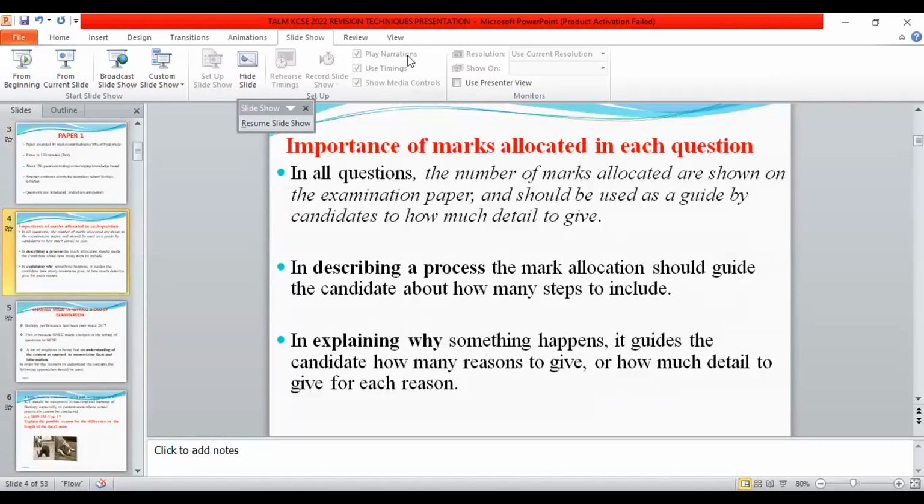Importance of marks allocated per question. When you look at the questions that are set in all the 3 papers in biology, you find that in every question we have the number of the marks that are allocated there. And this is very important because it guides the candidates on how much detail they are supposed to give, such that if it is a question on explaining about something, it will guide the learners to know the number of the reasons to give.